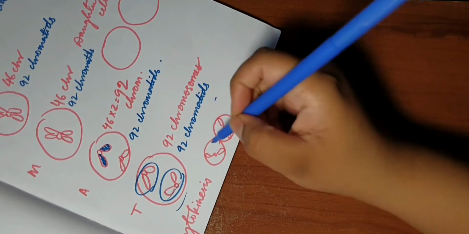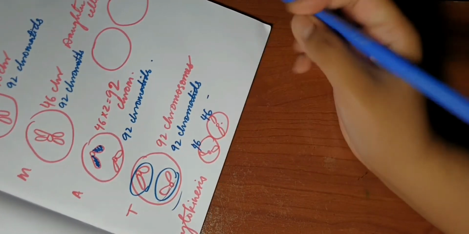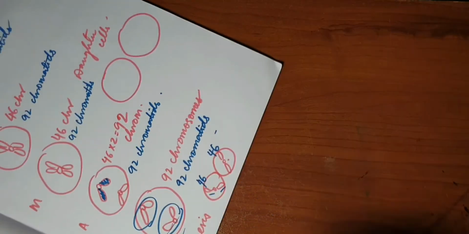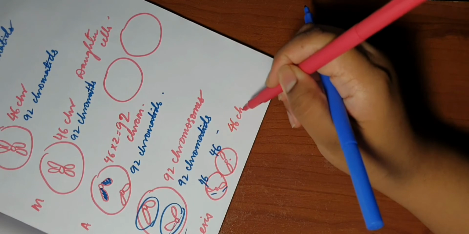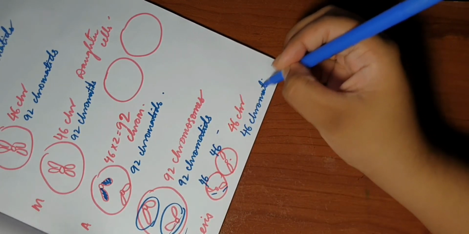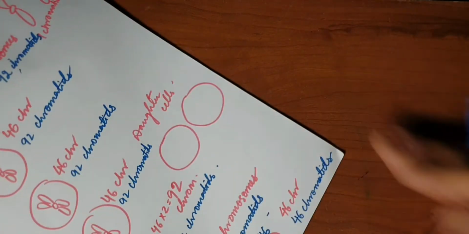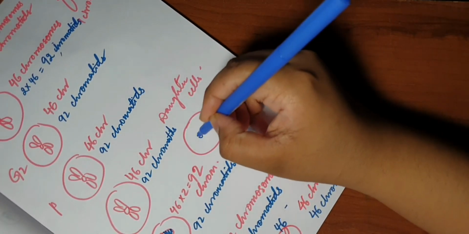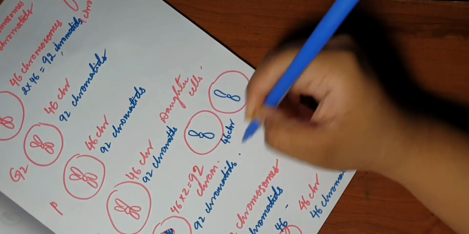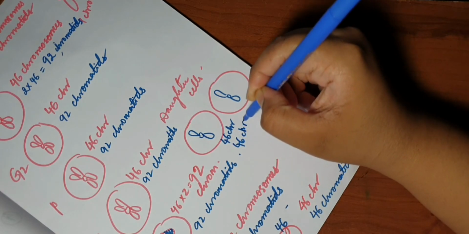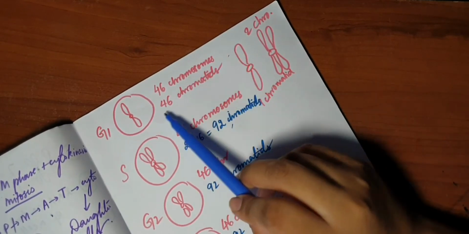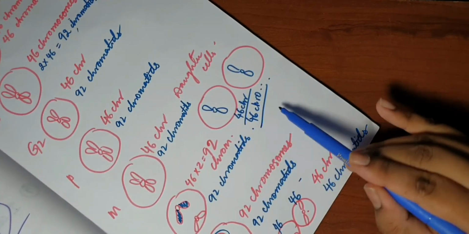So half of 92 would be 46, 46. So now we have 46 chromosomes with one chromatid each, which means we have 46 chromosomes and 46 chromatids. So in our daughter cells, we have 46 chromosomes, 46 chromatids each. Okay, we started with 46 chromosomes and 46 chromatids, and that's what the daughter cells have as well.